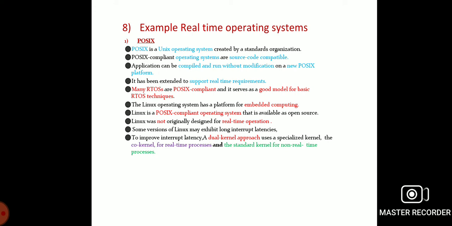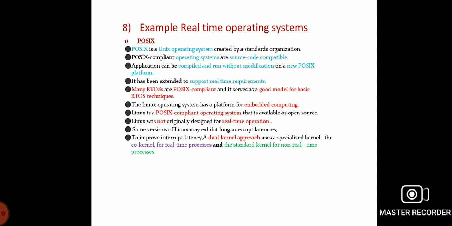Now in this session we are going to discuss examples of a real-time operating system. The first one is POSIX. It's a Unix operating system created by a standards organization. A POSIX compliant operating system is source code compatible.